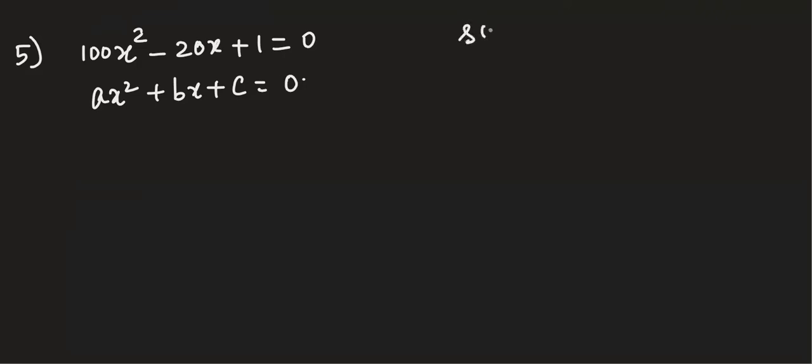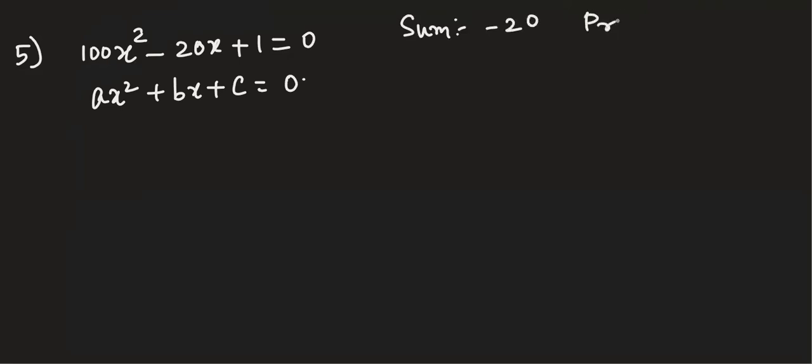So when I add the two numbers which I'm going to select, the sum should be minus 20. Always include the sign also, okay, without fail. So minus 20. And the product, when I multiply the two numbers, I should get a into c. So what is a here? a is 100 here. And what is constant? c is 1. So when I add, I should get the sum as negative 20, which is b.